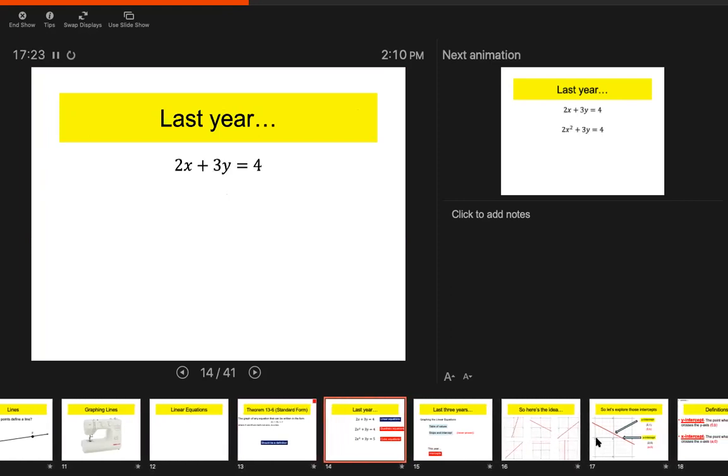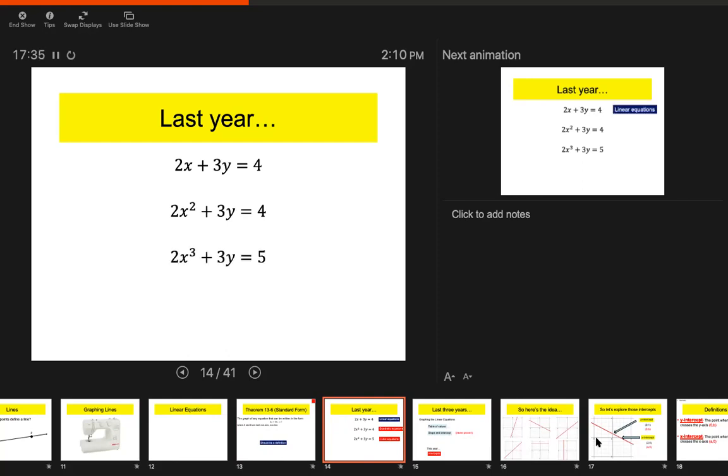So last year, here's the sum total knowledge of what we did with linear equations. Last year, I gave you an equation. I gave you linears. I gave you quadratics. On a rare occasion, you might see a cubic. We talked about names, definitions. This is a cubic trinomial. We talked about that, but we really only spent most of our time just graphing linear equations.